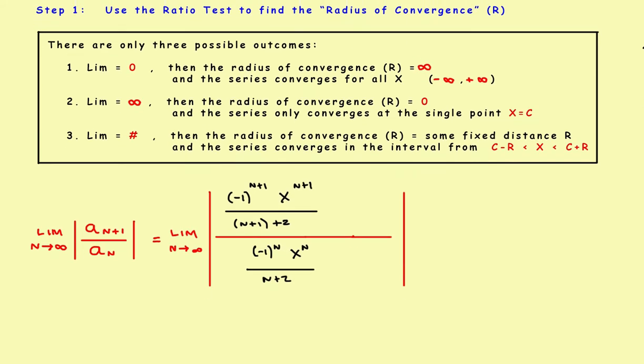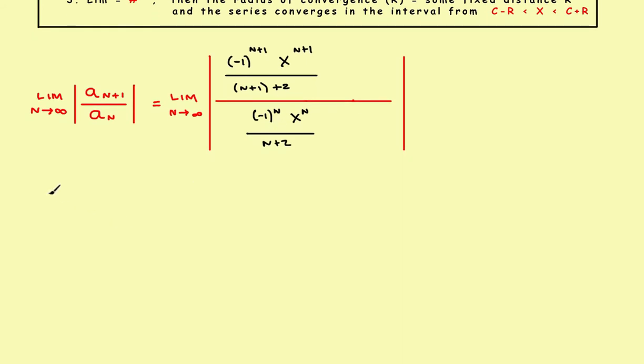Well, now the next step is always change it from a division problem to a multiplication problem. So we'll change this into the limit as n approaches infinity of the absolute value. And I'll go ahead and put this across like this. And again, it's just this thing, which is minus 1 to the n plus 1 times x to the n plus 1. Now, on this one, I've got n plus 1 plus 2.